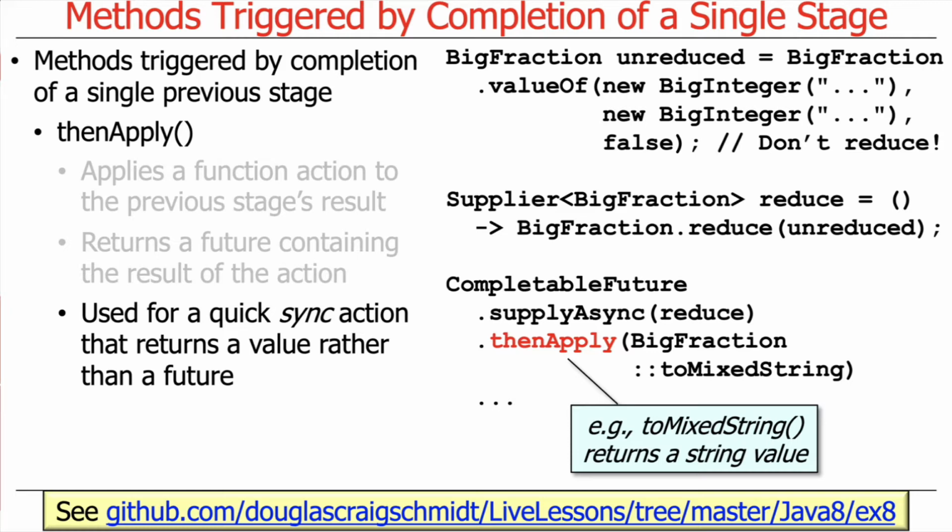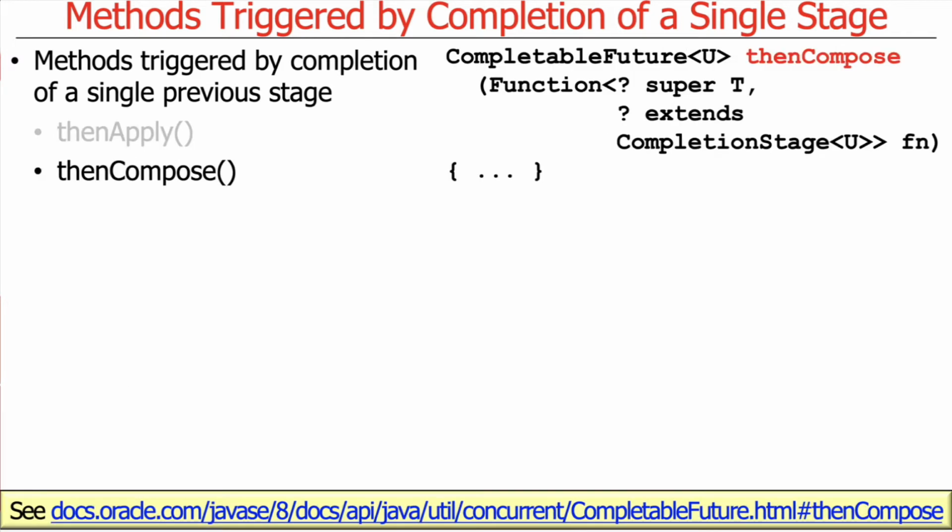So thenApply, the non-asynchronous version, is typically intended to be used with synchronous actions that return a value rather than returning a completable future. And you'll see why that is in a second when we take a look at the thenCompose method, because we're going to compare and contrast thenCompose with thenApply.